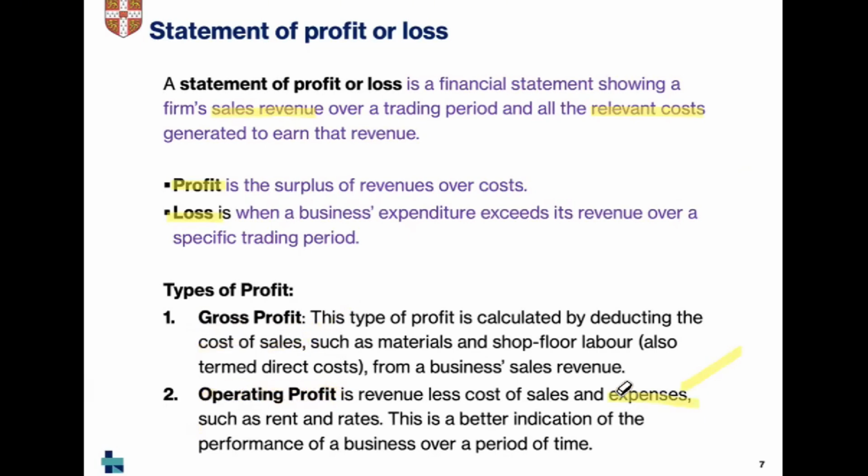What do we mean by gross profit? Gross profit is when we subtract the cost of sales from revenue. And what is cost of sales?